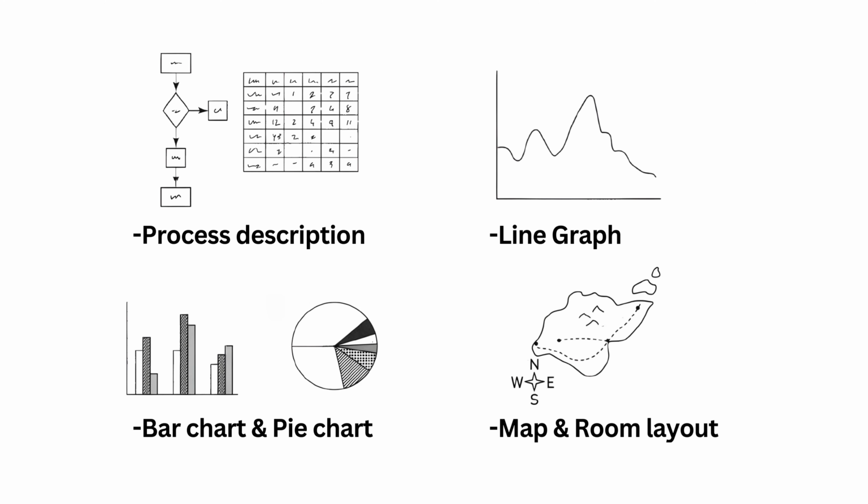You need to spot the key trends, compare them with what you already know, and point out any changes or describe how things work. Overall, we can categorize this task into 4 different types. Process description, line graph, bar chart and pie chart, map and room layout description.